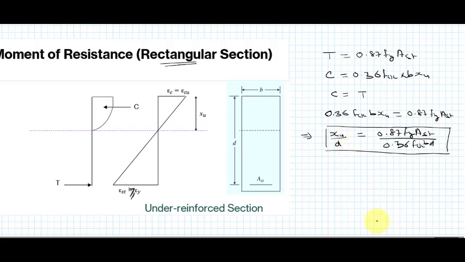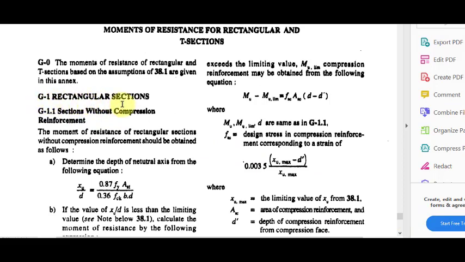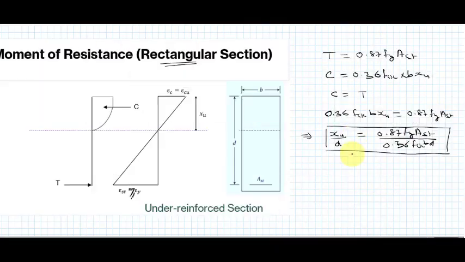This formula you can see in Annexure G of IS 456. So you can open page number 96. Here you can see rectangular section without compression reinforcement. It means it's a singly reinforced section. The reinforcement has been provided on the tension side. Determine the depth of neutral axis from the following equation: XU by D equal to 0.87 Fy AST divided by 0.36 FCK BD. So this formula, whatever we have derived now, is given in Annexure G on page number 96.